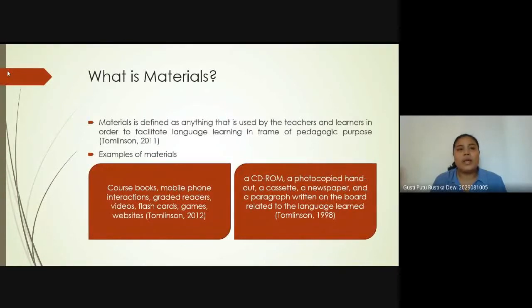The first one, we are going to discuss about material. What is material? Material is defined as anything, any media that is used by the teachers and the learner in order to facilitate language learning. So it can be course books, mobile phone interaction, graded readers, videos, flashcards, games, websites, photocopied handout, CD-ROM, a cassette, newspapers, and a paragraph written on the board related to the language being learned.